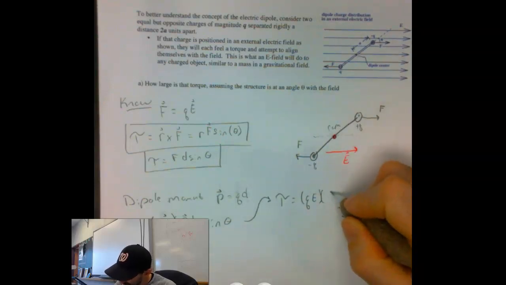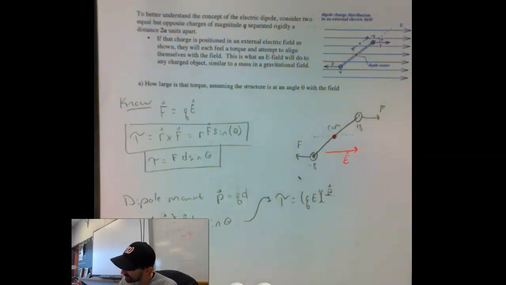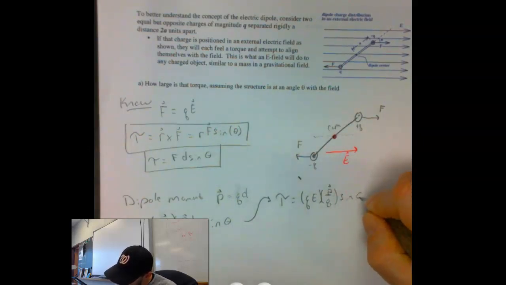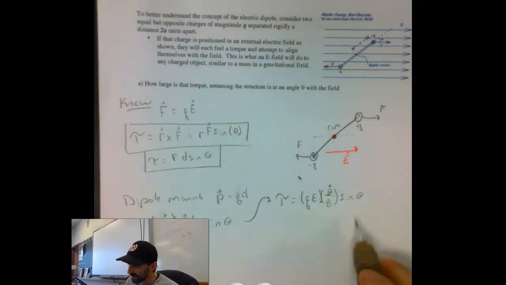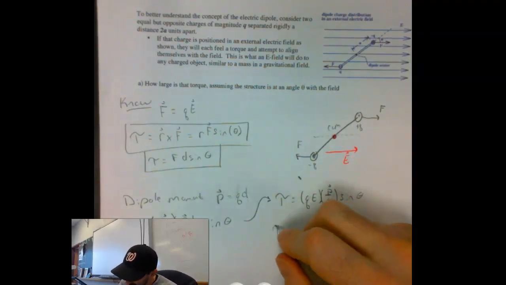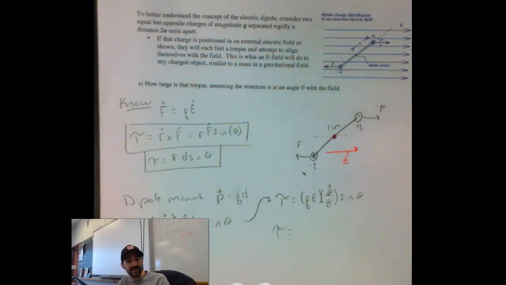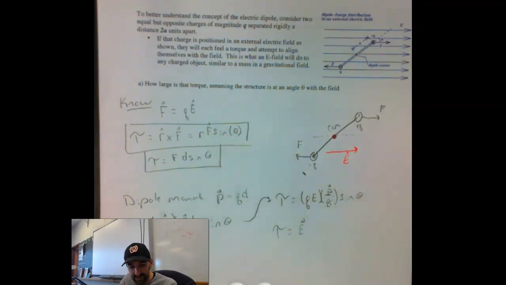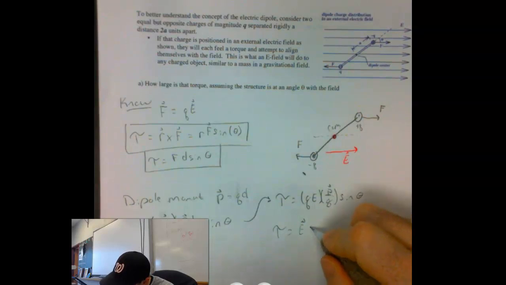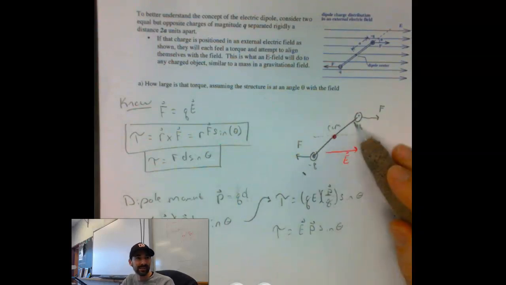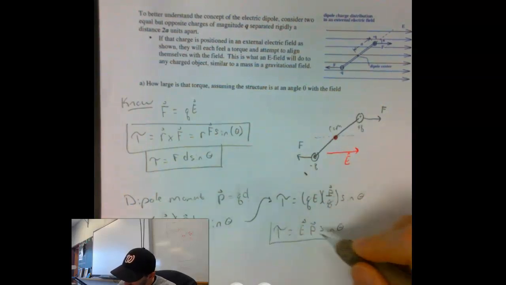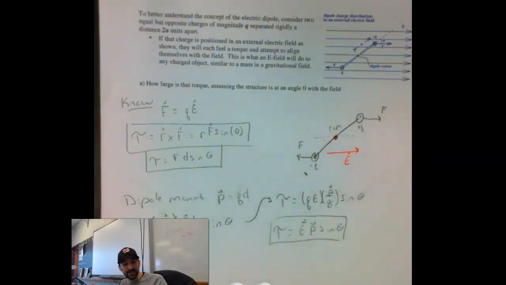Times that separation distance, which we rearranged for a dipole moment divided by a charge, times the sine theta. Perfect. Now we can see my charges cancel, and the torque acting on this dipole is simply my electric field times my dipole moment times the sine of the angle that's acting between what I'm assuming is this rigid body and my electric field. So that should be kind of simple and hopefully understood a little bit.